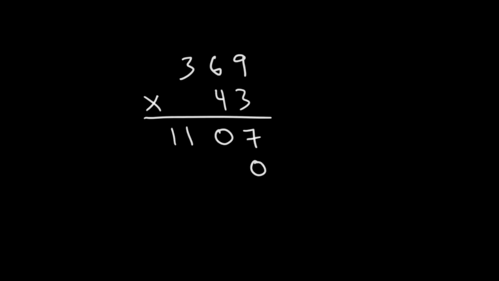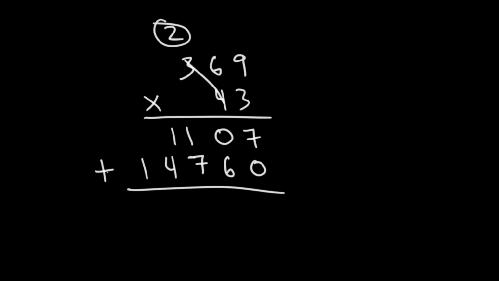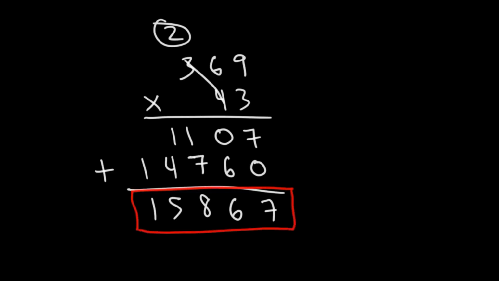Now, let's add a 0. And then we have 4 times 9, which is 36. We'll carry the 3. 4 times 6 is 24, plus 3, that's going to be 27. Carry over the 2. 4 times 3 is 12, plus 2. That's 14. So now we need to add. So we have 7, 6, 1 plus 7 is 8, 1 plus 4 is 5. And so the answer is going to be 15,867.